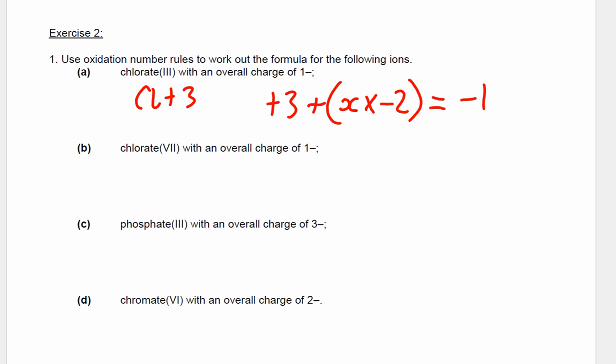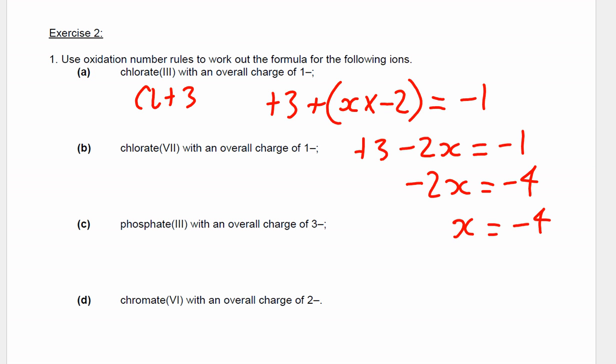So I've got a chlorine with an oxidation number of +3. I don't know how many oxygens I've got. That's the unknown number X. Each oxygen has an oxidation number of -2. And that's got to all add up to the overall charge on the ion. So +3 minus 2x equals -1. So simplifying that, minus 2x will be equal to -4. So x will be -4 divided by -2. X will equal 2. So that's telling me how many oxygens.